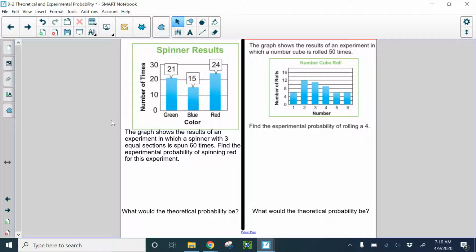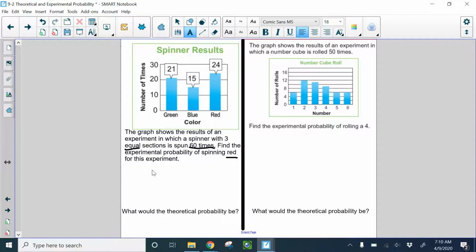If I have a graph of my spinner results, so I spun it 60 times, I don't need to add those numbers all together because it tells me right in the problem that I spun it 60 times. And there are 3 equal sections. I want to find the experimental probability for spinning red in this experiment. When I look at this, it shows me that red was 24. So I could say that my probability was 24 out of 60. That again is the experimental probability because that's what actually happened when I did my experiment.